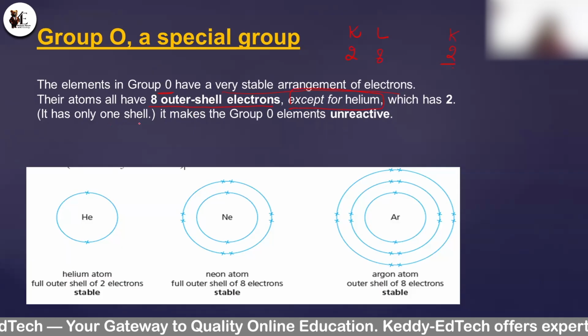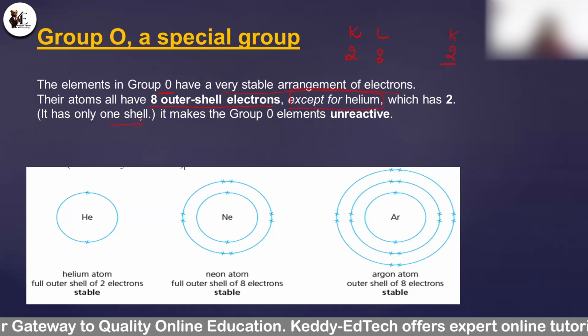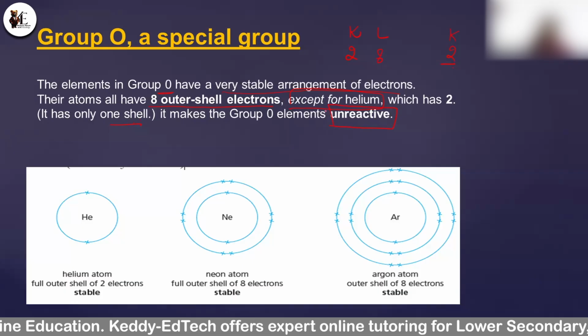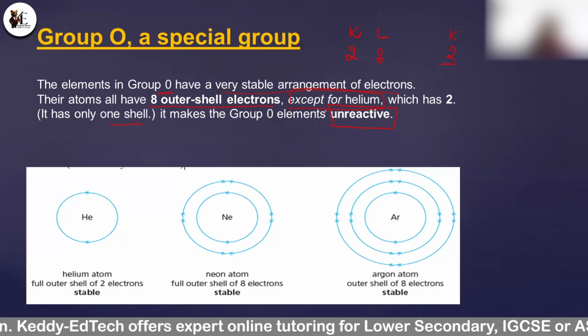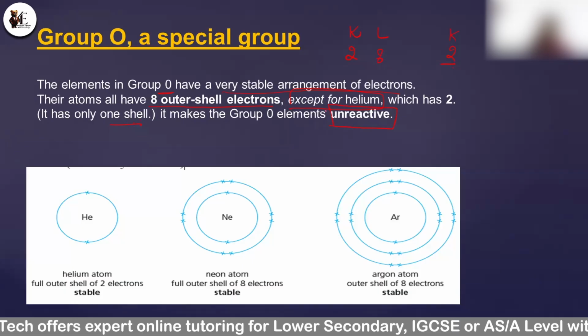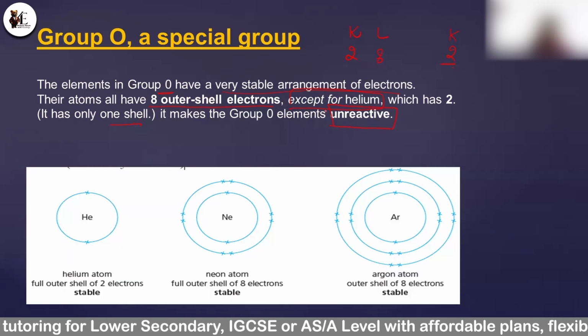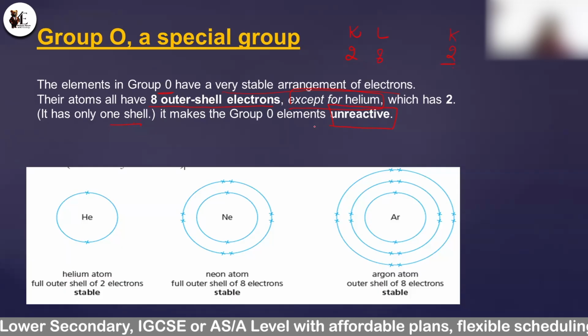Because it has only one shell, and in the K shell you can fill only 2 electrons. So it makes the group 0 elements unreactive. So group 0 elements are reactive or unreactive? Unreactive. Why are they unreactive? Because they have completely filled their outermost shells. They do not need any electron. They do not want to lose their electrons. That's why they are unreactive.